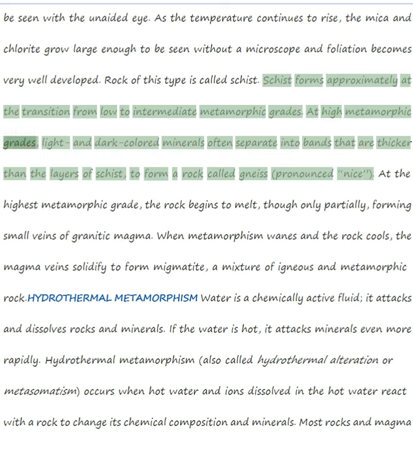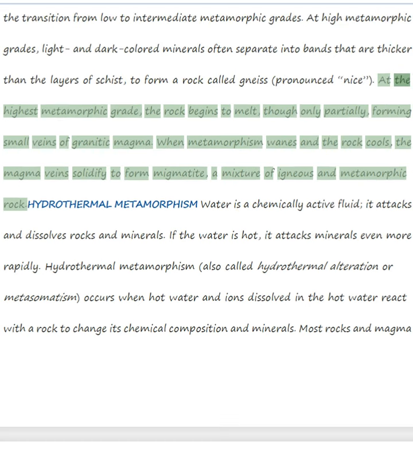At high metamorphic grades, light and dark-colored minerals often separate into bands that are thicker than the layers of schist, to form a rock called gneiss. At the highest metamorphic grade, the rock begins to melt, though only partially, forming small veins of granitic magma. When metamorphism wanes and the rock cools, the magma veins solidify to form migmatite, a mixture of igneous and metamorphic rock.